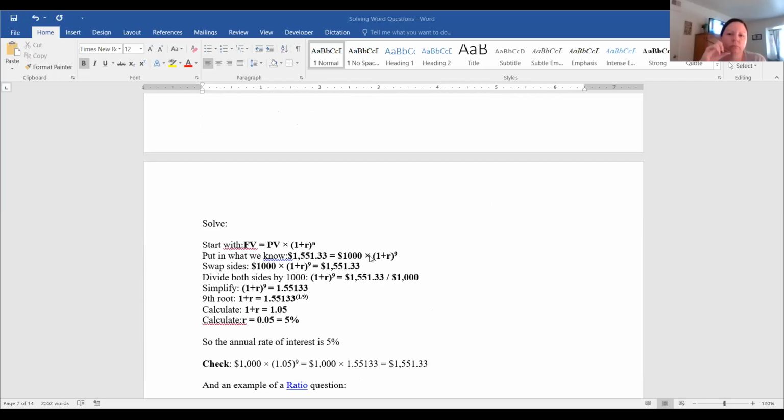1551.33 is 1,000 times 1 plus R to the 9th power. If we rearrange it a bit and divide both sides, we know that 1 plus R to the 9th is 1.55133, which is 1,551.33 divided by $1,000. It's a good idea in problems like this to keep all the decimal places.